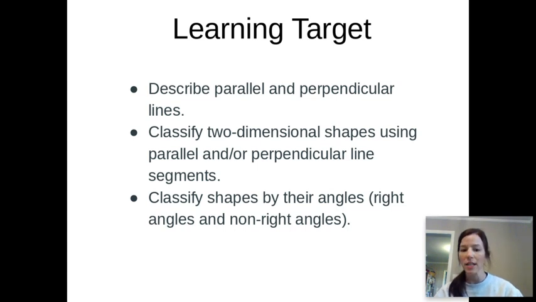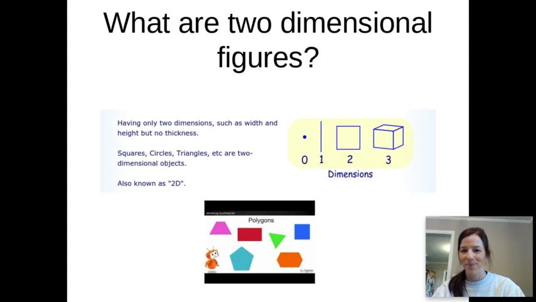Now, learning targets, these are things that we want you to be able to do by the end of this week. So when you are watching this video or doing the practice or talking to your teacher about the practice, have these in mind. You want to be able to describe parallel and perpendicular lines. Everything we're doing with our shapes has to do with parallel, perpendicular lines if they have them there or if they do not. Classifying two-dimensional shapes using parallel or perpendicular segments, that's what we just talked about, and classifying shapes by their angles, right angles or non-right angles. And that's what Miss Bramlett's going to get to talk to y'all about as you continue on with your lessons this week.